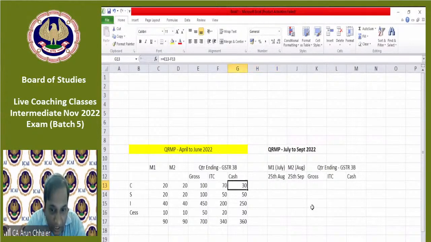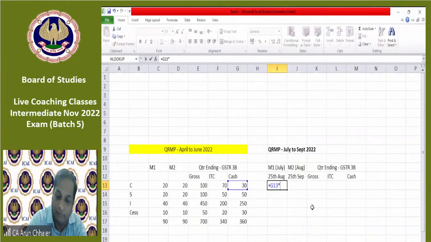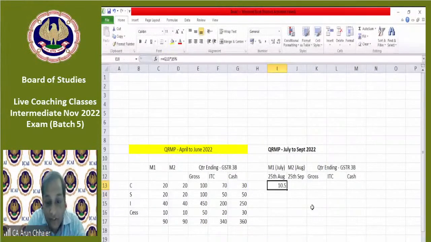How much amount do I need to pay in cash in month 1 and month 2? I can say 35% of the previous quarter liability.